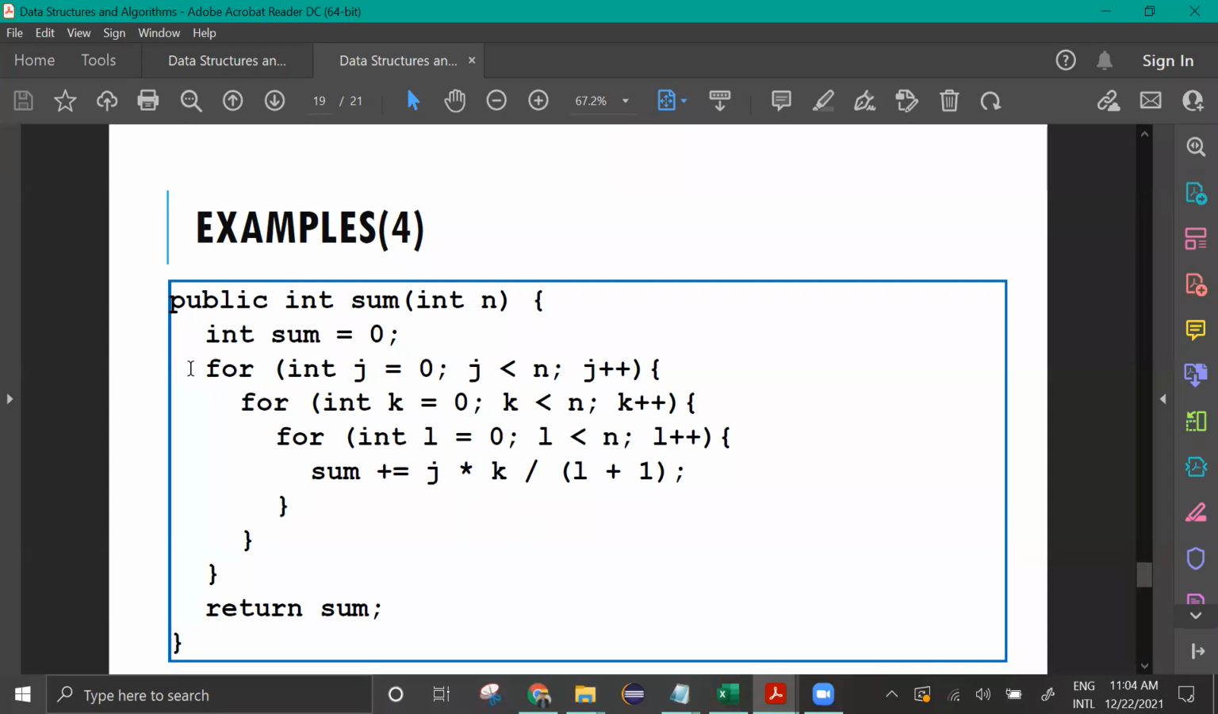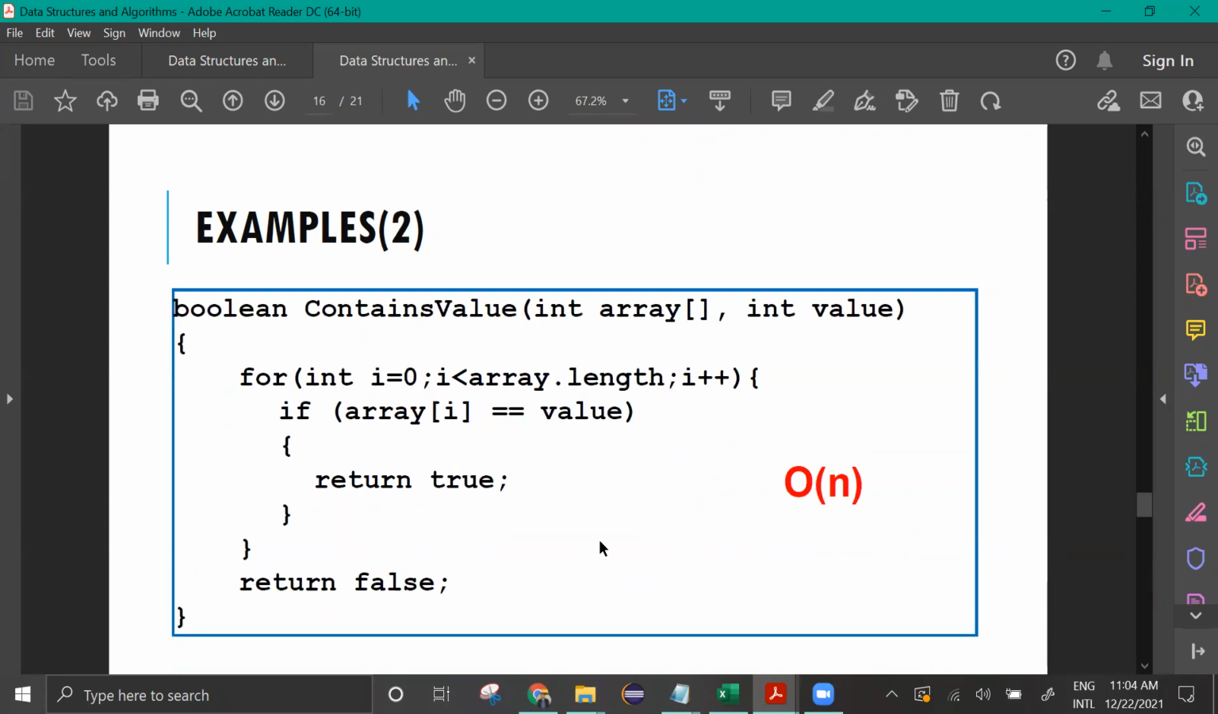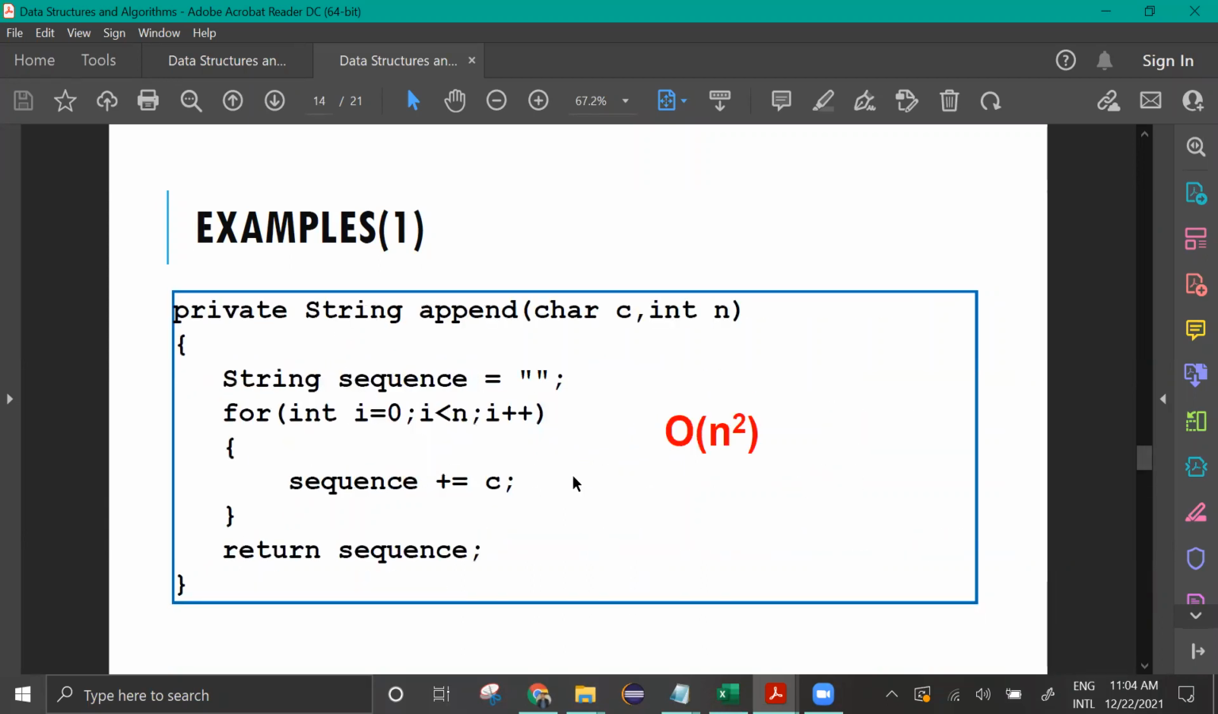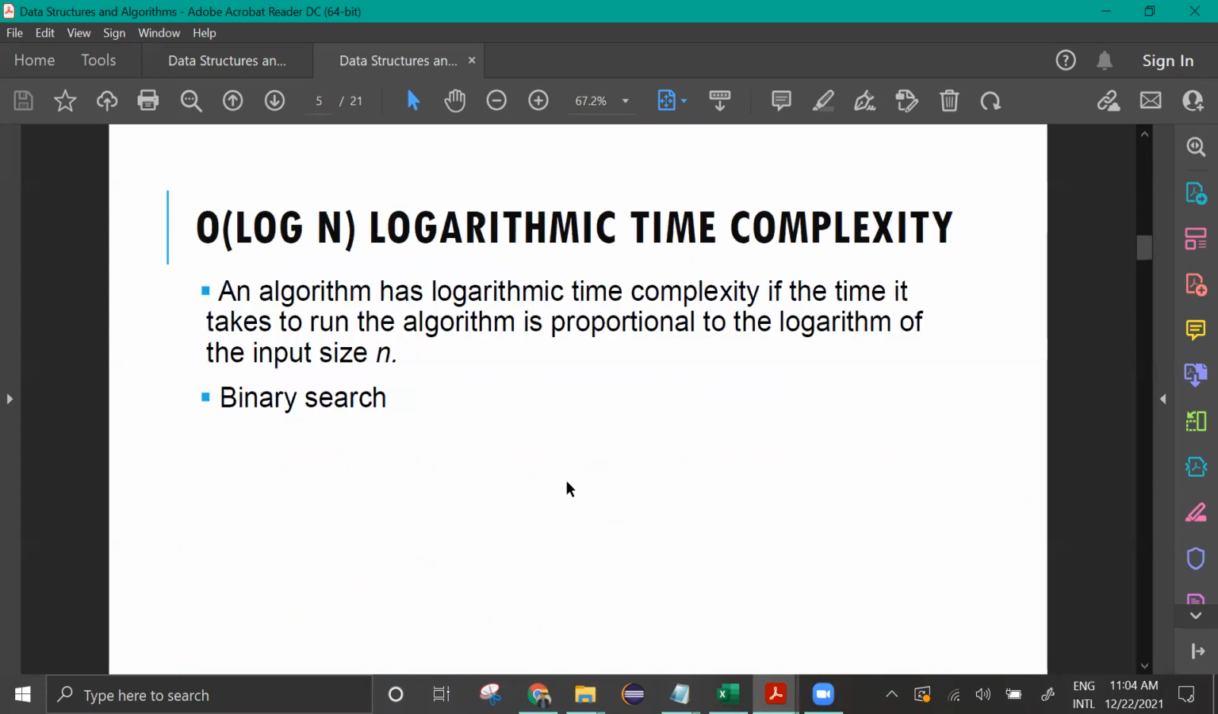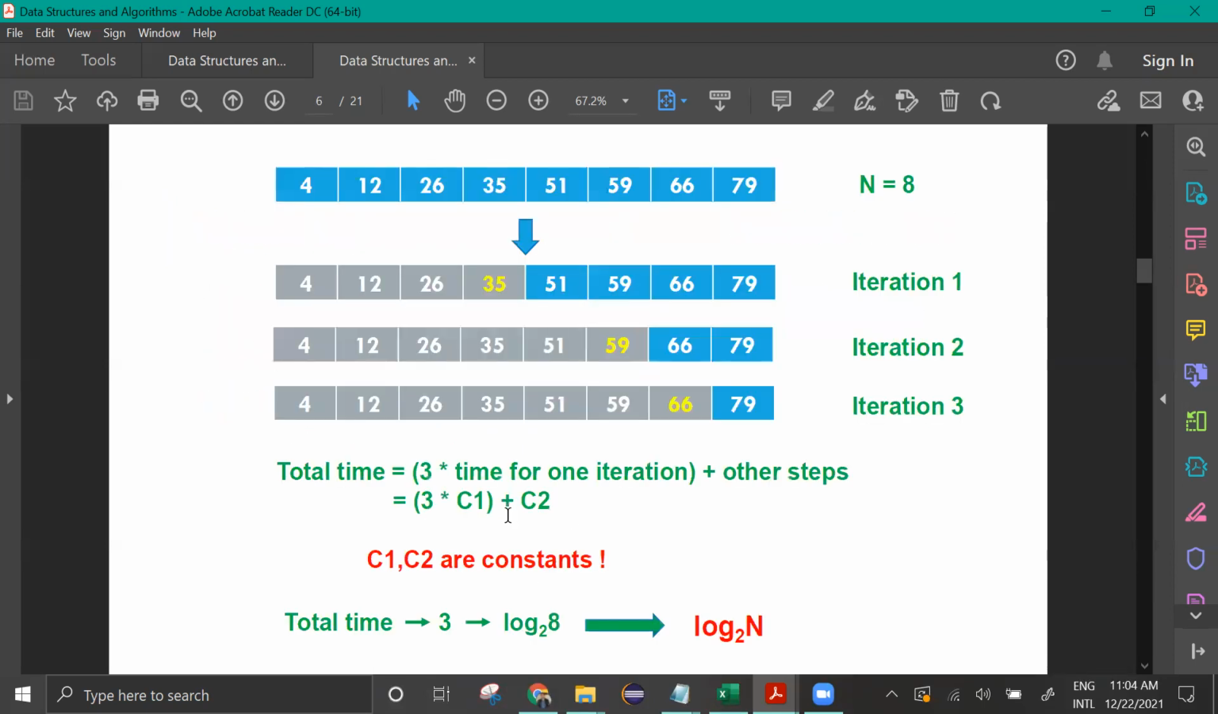This is 3 for loops. Don't just say it is n cube. First check how these values are changing. It is n cube. So likewise, we can identify different time complexities in different algorithms.